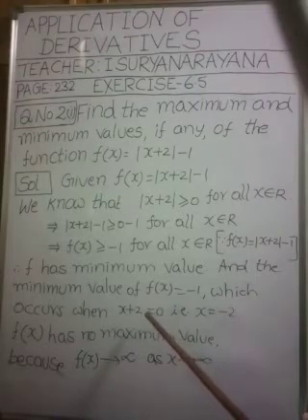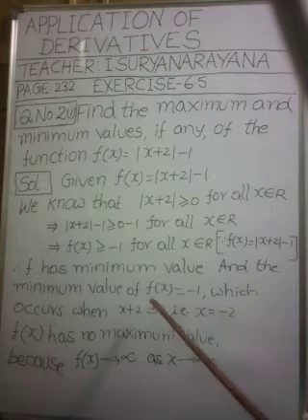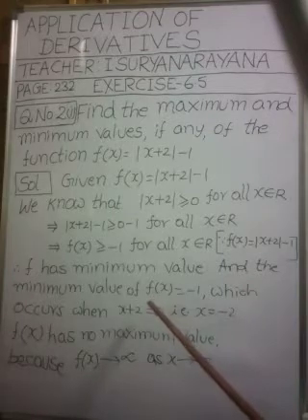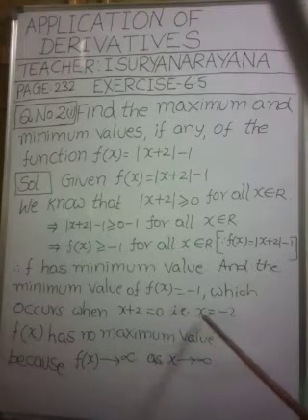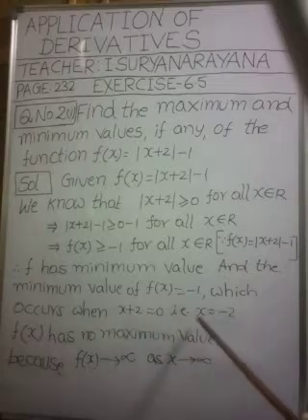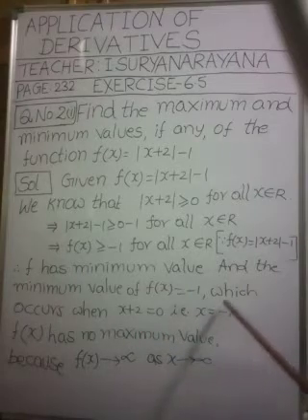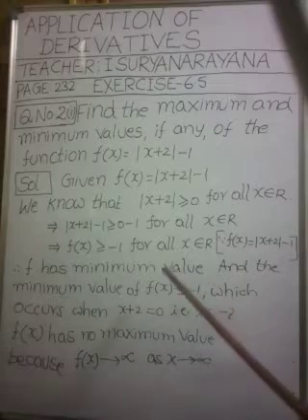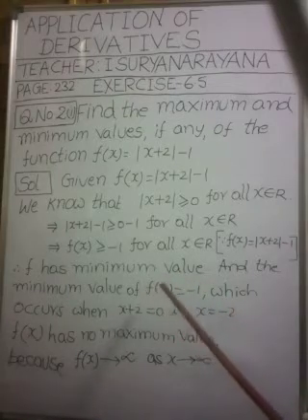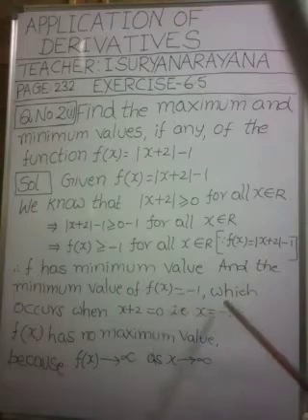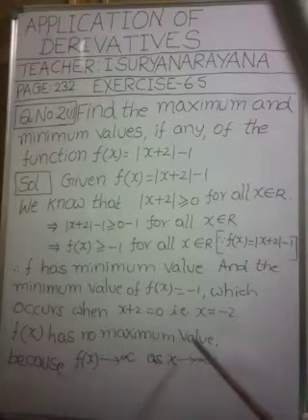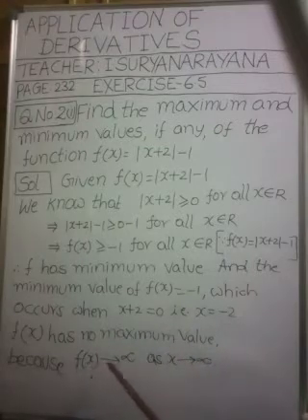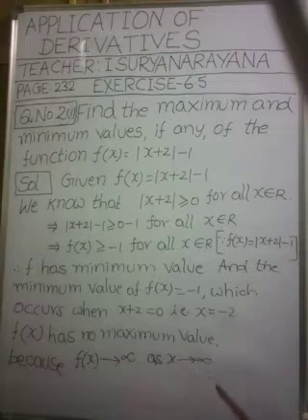We are following the same steps as we followed for question number 1. Do you remember these steps, my dear children? That is x is equal to minus 2. By solving this equation, we got the x value. So at this point, f of x has a minimum, and the minimum value of f of x is minus 1. But f of x has no maximum value because f of x tends to infinity as x tends to infinity. Understood?